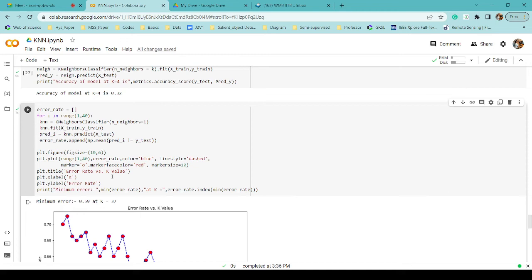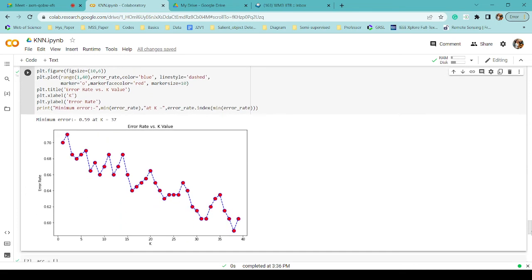I'm doing one more thing. I wanted to see when is the minimum error. Print that also. At least that can be readable, right? So I can see 0.59 is my minimum error. And at what value is it coming? 37. Now see the same in the form of a graph.